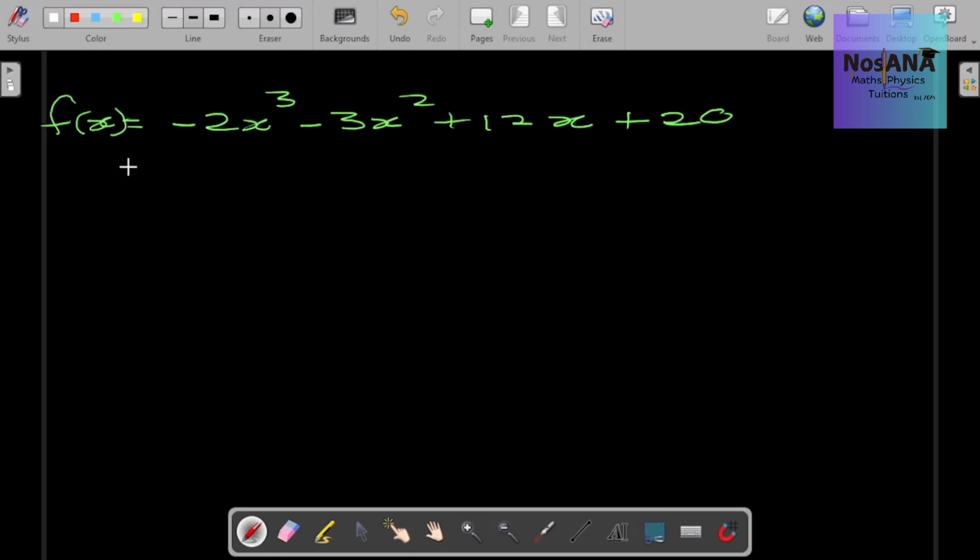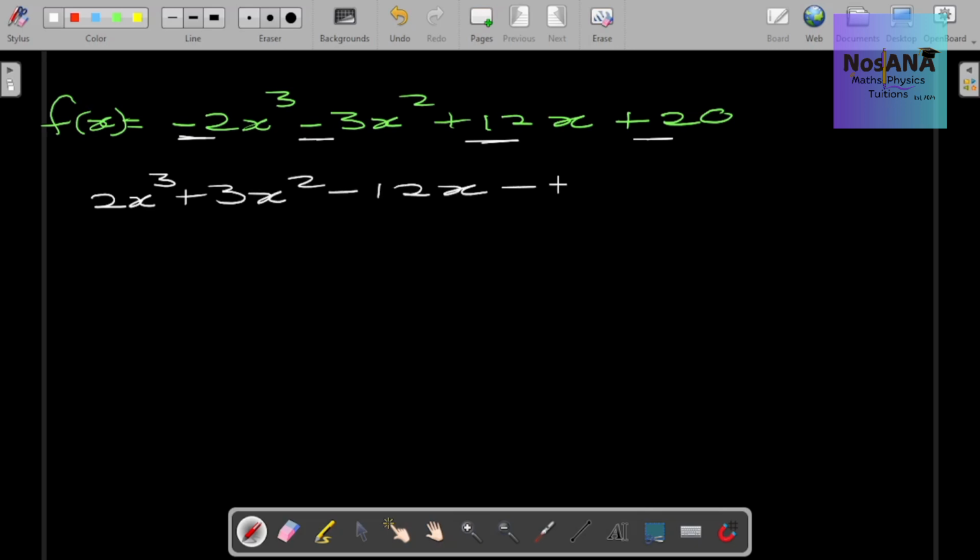Also, the signs here can change as you are equating it to 0. Let me show you how. As we are now equating it to 0, we'll have 2x cubed plus 3x squared minus 12x minus 20, and we equate that to 0. All right, cool.